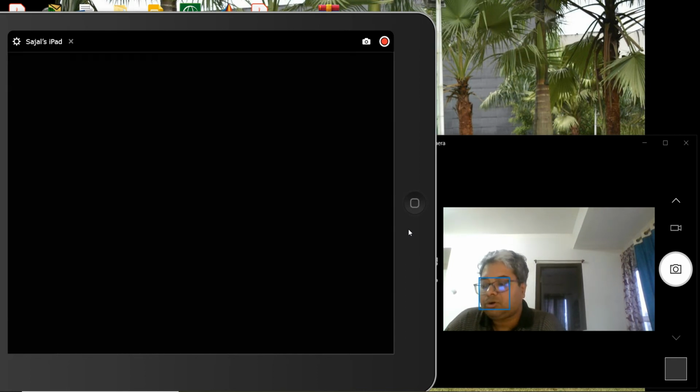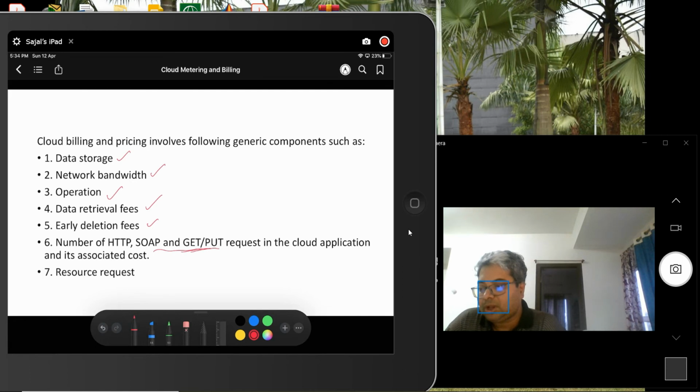But for out of availability zone, that means I am crossing my availability zone, for example my server is established in USA and I am making the request from India, in that case the cost will be different, and also the resource request. So these are the few generic components which are common for any type of service, whether it is infrastructure as a service, platform as a service or software as a service.